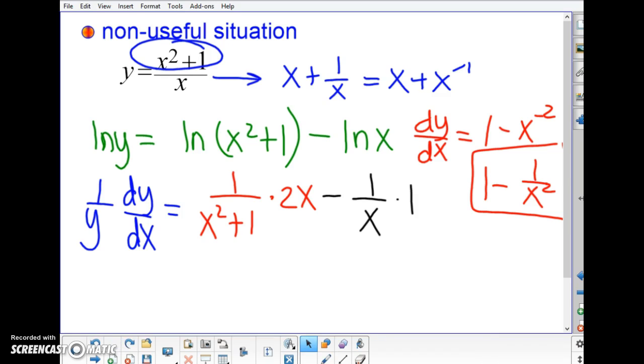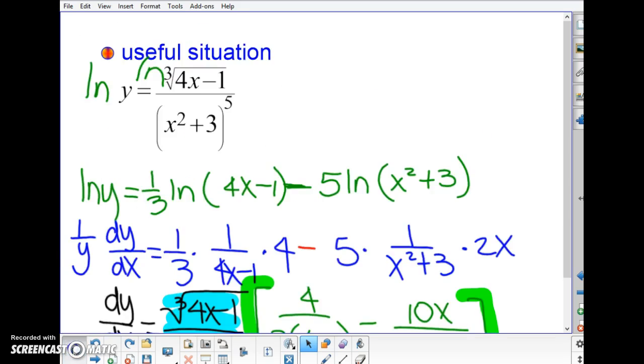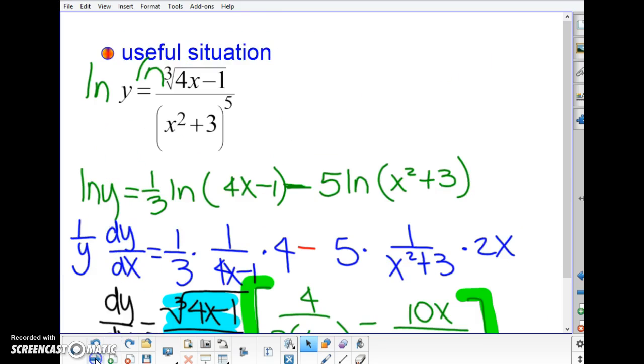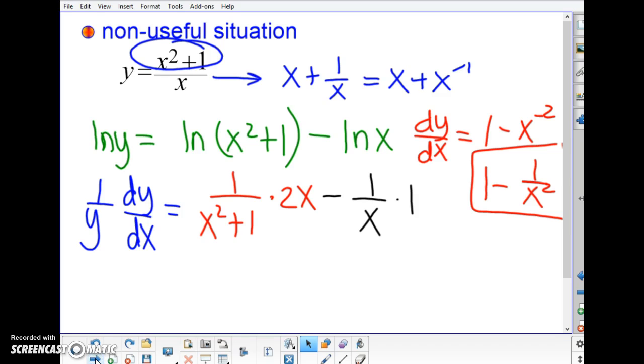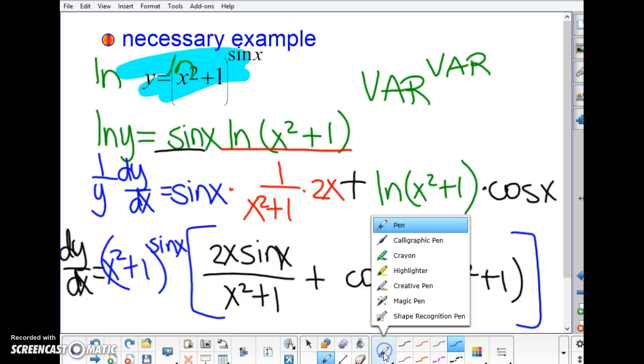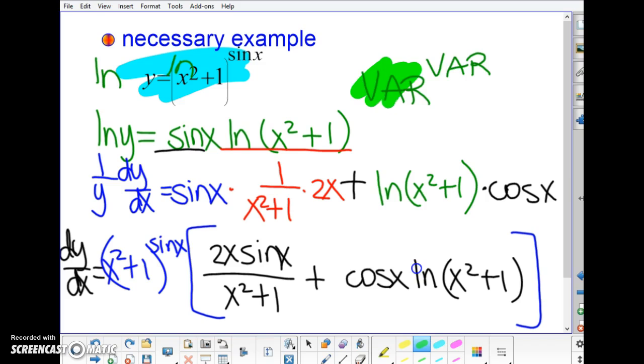So a place that I think it would be convenient is when I have a fraction that's super messy. I would not call this fraction super messy. And a place where I'm going to need it is when I'm going to have a variable raised to a variable. This required logarithmic differentiation.